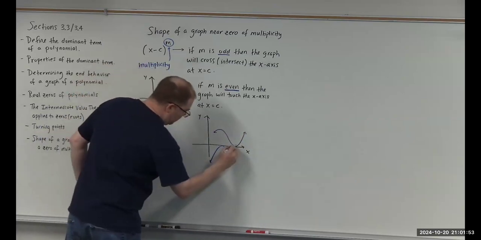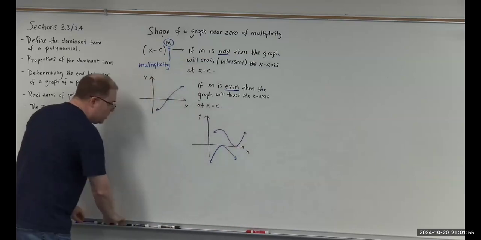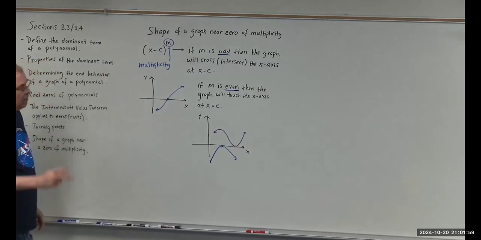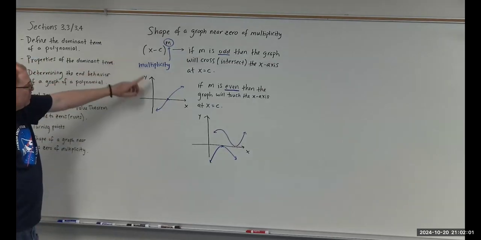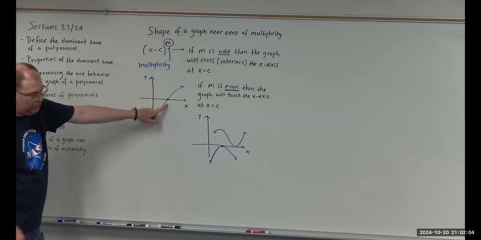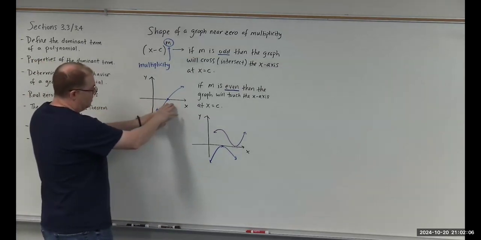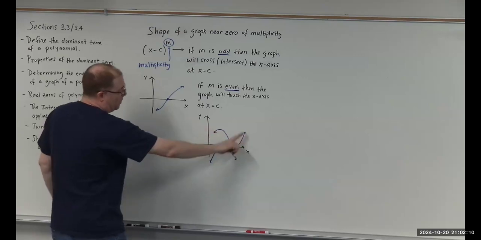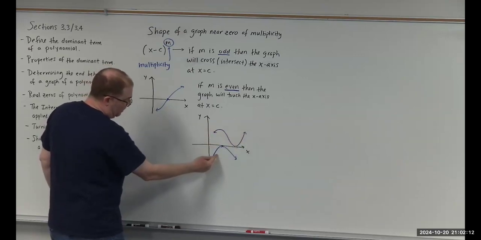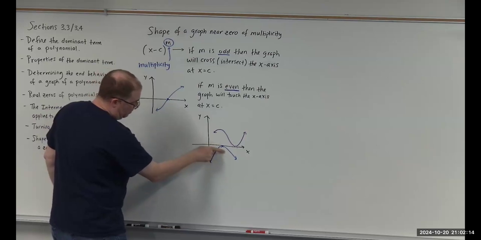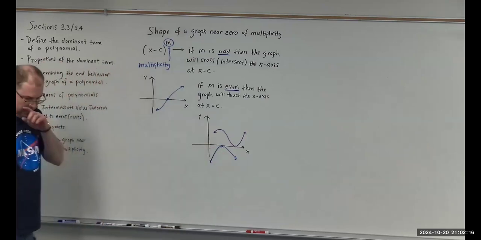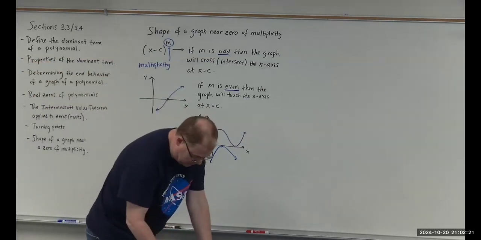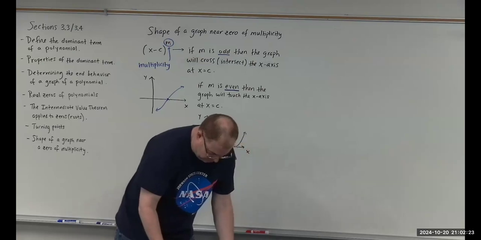So there's your root, and here's the other root. So two cases here. If it's odd, it's going to cross the x-axis at the root. If it's even, it's just going to touch it. So it's either going to touch it and then go in the opposite direction, or it touches here and goes back down. Those are the two possible cases. So let's look at an example of this.